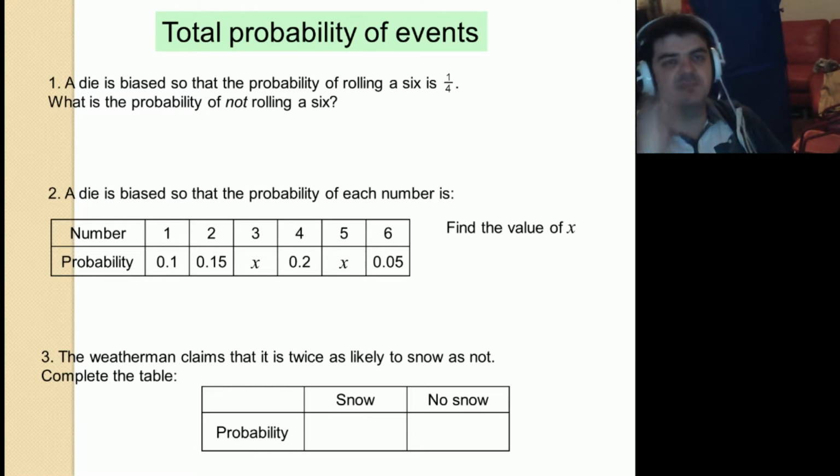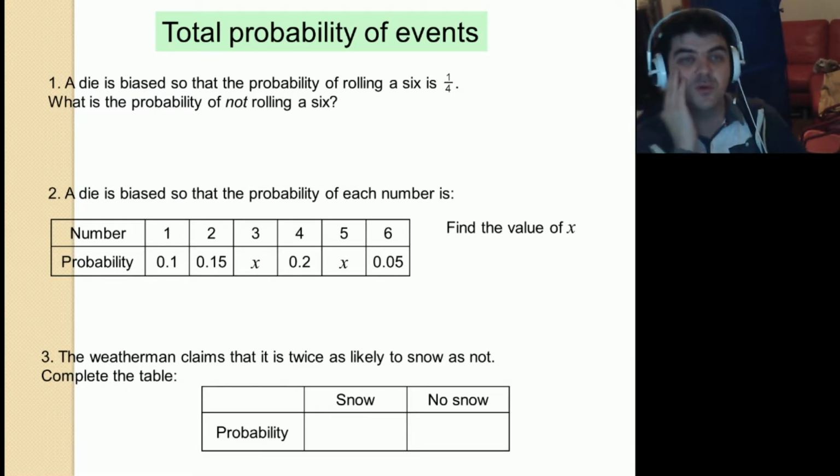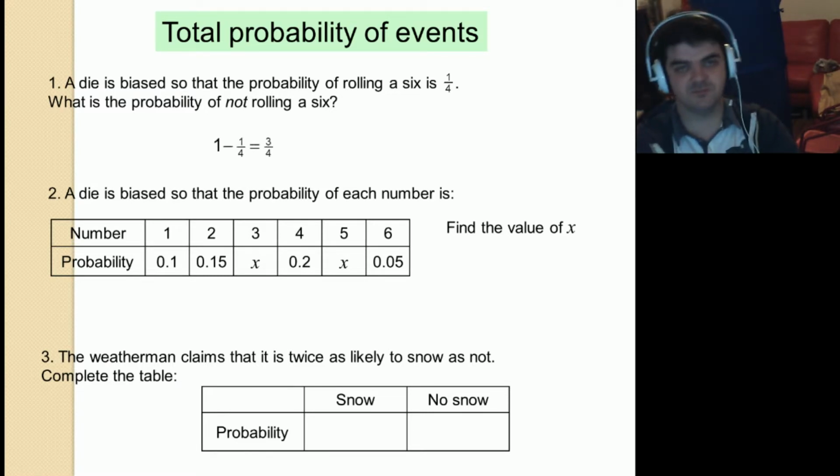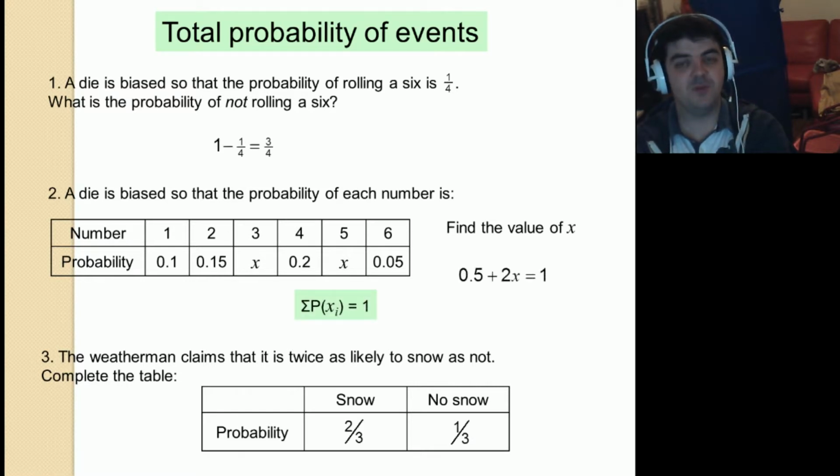Let's see. A die is biased so that the probability of rolling a 6 is 1 over 4. What's the probability of not rolling a 6? So it's everything else apart from 6. So it's going to be 1 minus a quarter, which is 3/4. A die is biased so that the probability of each number is this. It's exactly the same as the previous example, except we've got 6 numbers now instead of a 4-sided spinner. So we'd add all those bits together: 0.1, 0.15 plus x plus 0.2 plus x plus 0.05. That would give us 0.5 plus 2x equals 1, and again x would equal 0.25.